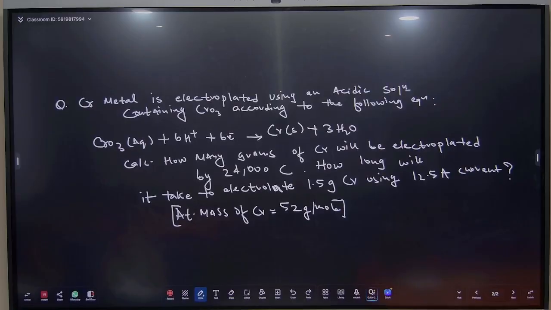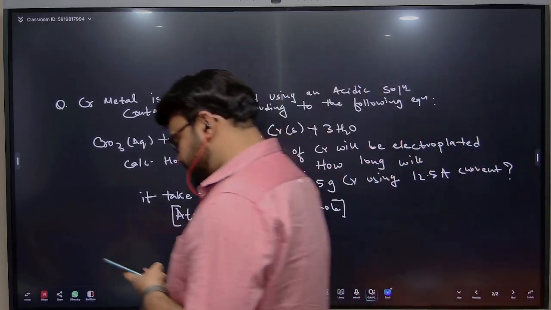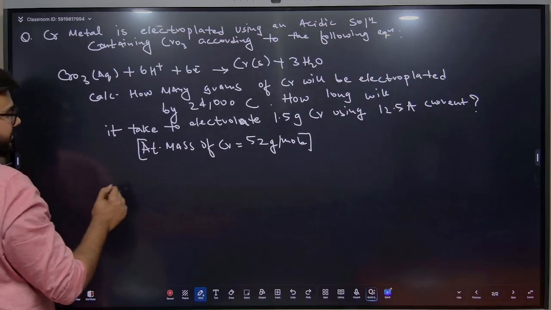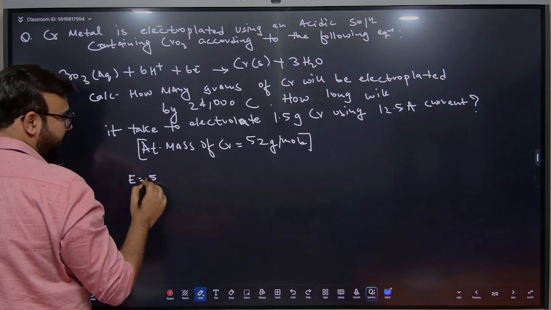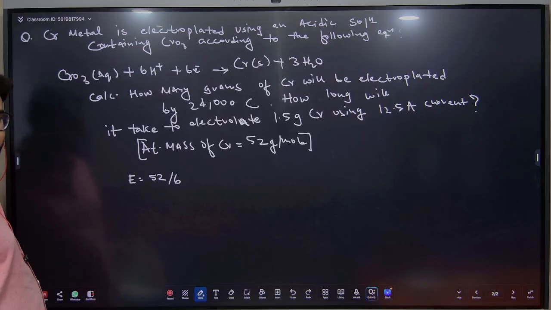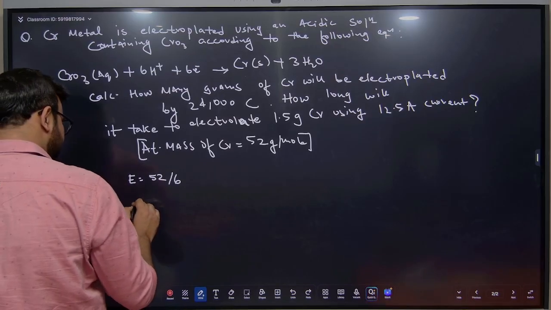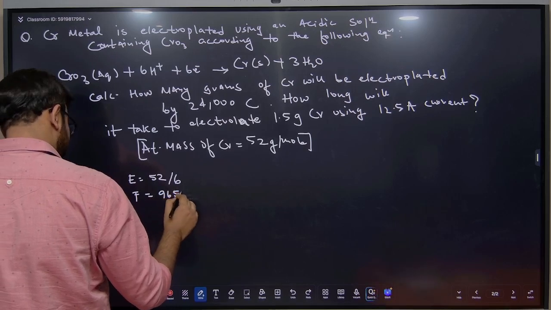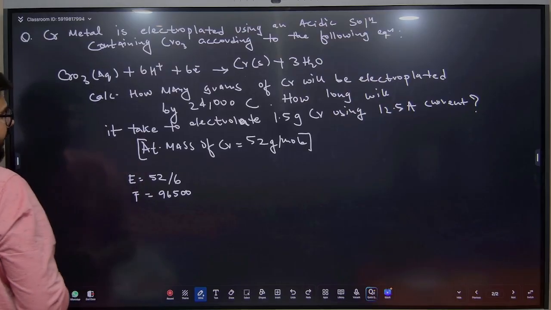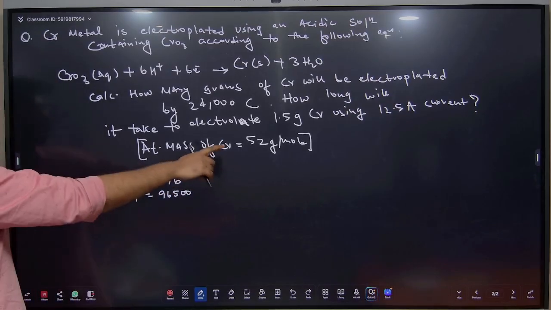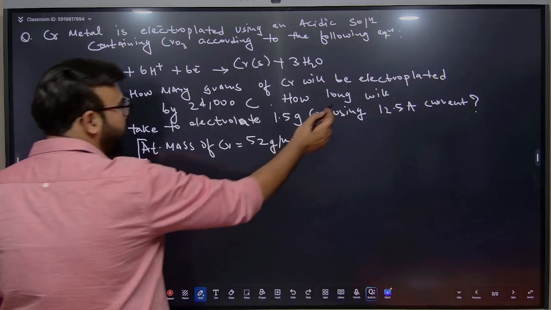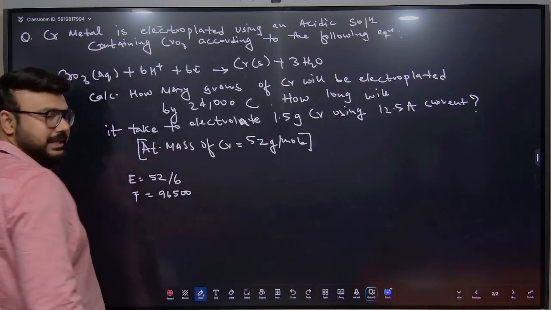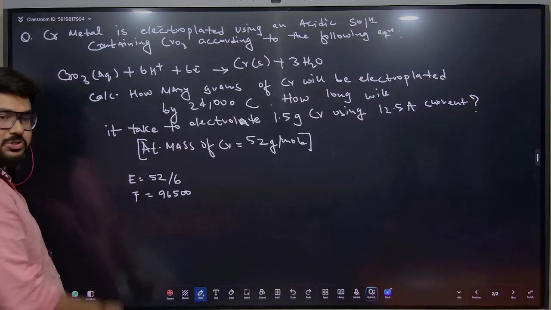Tell me, what is the n? How much will be the n? 6, that's right. N is 6. E will be 52 by 6. Correct. And F is 96,500. So what are they expecting you to calculate? They are asking you how long will it take? Time. How long will it take to electroplate this much? And current is given. E and F is known, right? You can do it.